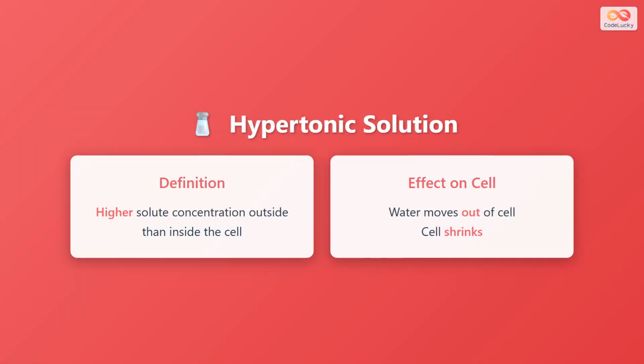A hypertonic solution has a higher solute concentration outside the cell than inside. Because there are more solutes outside, water moves out of the cell to try to balance the concentrations. As water leaves, the cell shrinks and shrivels. This process is called crenation in animal cells or plasmolysis in plant cells. For example, if you place a cell in salt water, which is hypertonic, water will leave the cell and it will shrink.